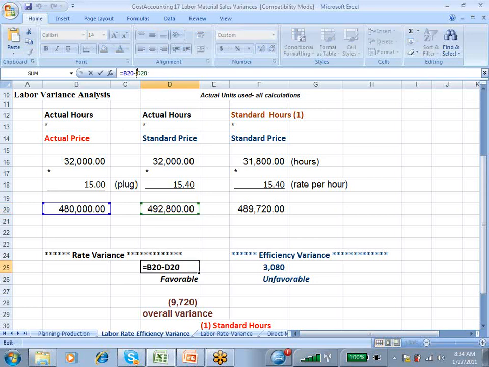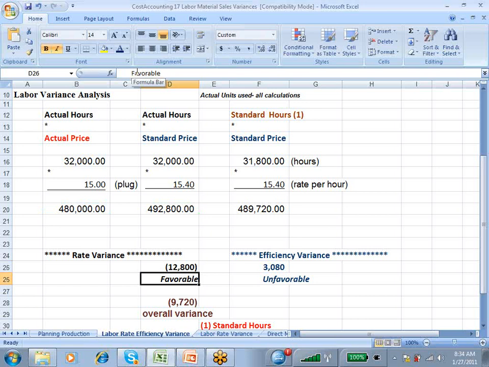So we have a rate variance, which means a variance because the price we paid for labor is different than what we planned, different than standard. And you'll notice it's the 480 in blue less the 492,800 in green, and it ends up being a negative number. Because we're looking at expenses, if actual is less than standard, that's favorable because we spent less money.